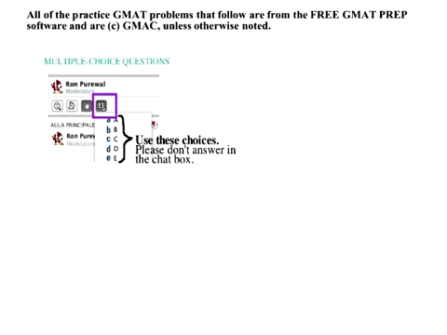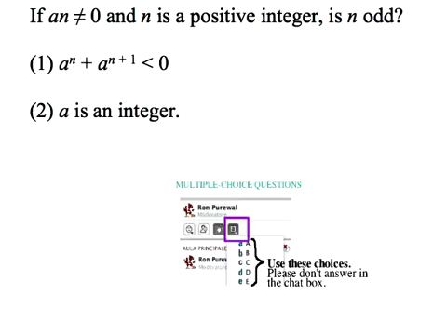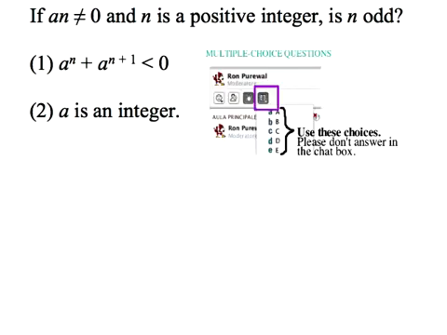Let's do one. How about this one? Remember, when you have multiple choice questions, please indicate those choices in the right place. This is data sufficiency. We do assume that you have a certain degree of familiarity with the data sufficiency answer choices. All right, give it a shot, please.